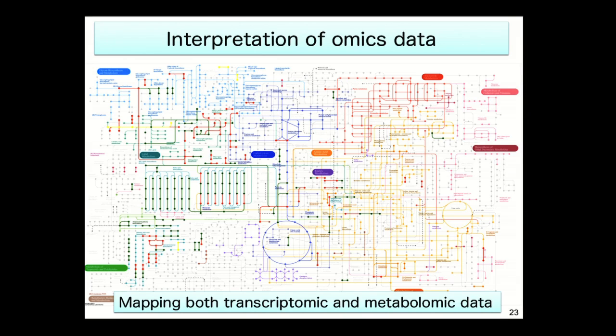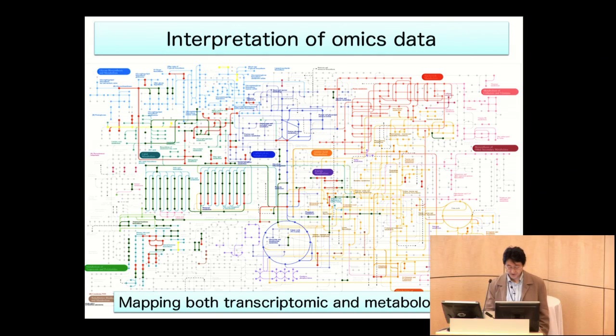I'm sorry, we still have a problematic green and red color link for the microarray data, but what I'd like to show is you can map both the transcriptomic and the metabolomic data into the pathway diagram, so that you can see the relationship between not only the transcriptomic data itself, but the relationship between the transcriptomic and the metabolomic data.